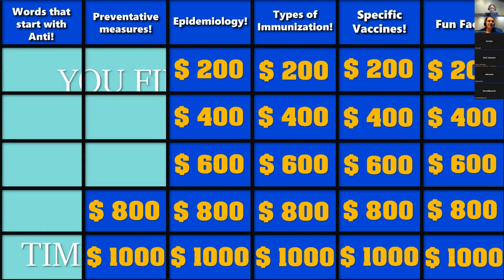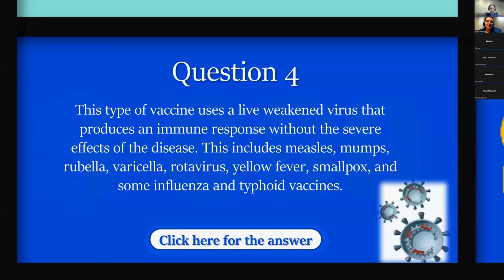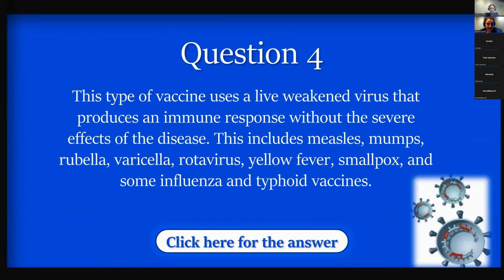Next is our $800 question for preventative measures. This specific type of vaccine uses a live but weakened virus that produces an immune response without the severe effects of the disease. Examples include measles, mumps, rubella, varicella, rotavirus, yellow fever, smallpox, and some influenza and typhoid vaccines. So what is this type of vaccine called?